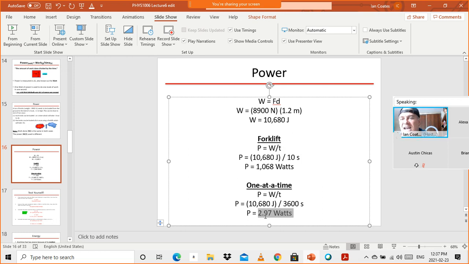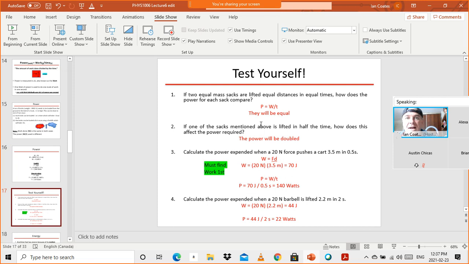In a second, you're only burning 3 watts. So this is a cheaper way of doing it, but it's longer. Ultimately the same amount of work gets done. Let's have a look here. Test yourself.